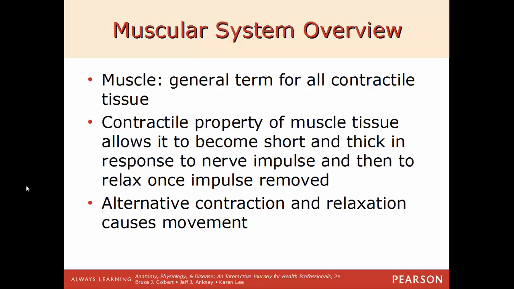Alright, we'll start with a general overview of the muscular system. A muscle is a general term for any kind of contractile tissue, any kind of tissue that has the ability to contract or get shorter and then go back to its normal length. Now, the contractile property of muscle tissue allows it to become shorter and thicker in response to a nerve impulse, and then relax once that impulse is removed. This alternating contracting and relaxing is what causes movements, because that's all muscles can do. They can contract, get shorter, and then relax. That's all muscles can do.